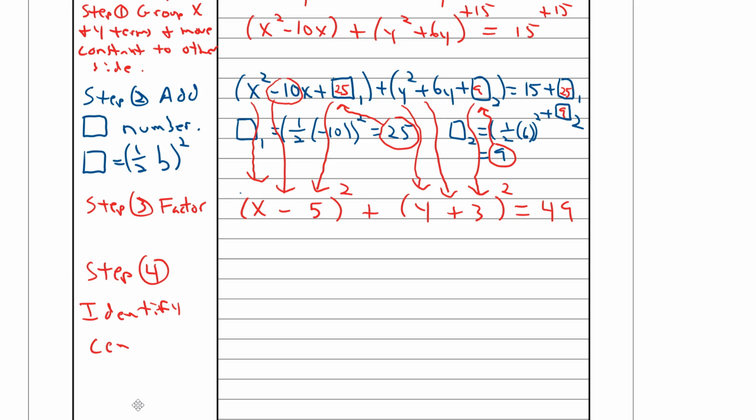Step 4, you can identify center and radius. So our center is going to be opposite of this. Opposite of minus 5 will be plus 5. And opposite of this one, the opposite of plus 3 is a minus 3. And our radius is the square root of that number. So the square root of 49 is 7. And that concludes this video.